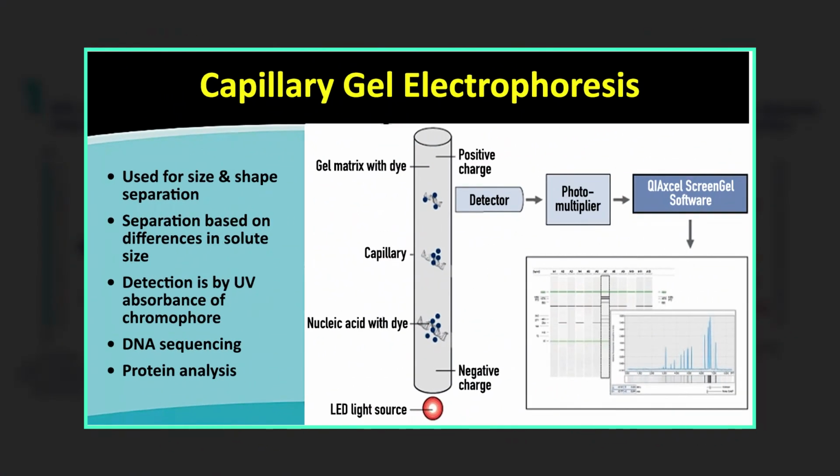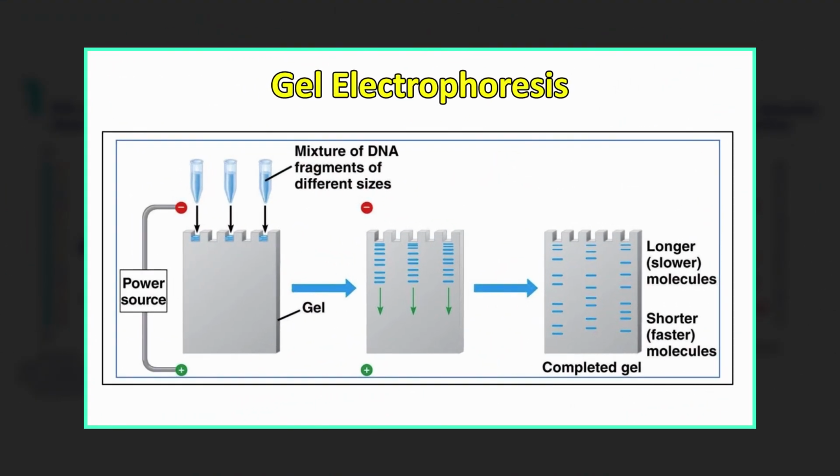After the reaction is done, the fragments are run through a long, thin tube containing a gel matrix. Short fragments move quickly through the pores of the gel, while long fragments move more slowly. As each fragment crosses the finish line at the end of the tube, it's illuminated by a laser, allowing the attached dye to be detected.